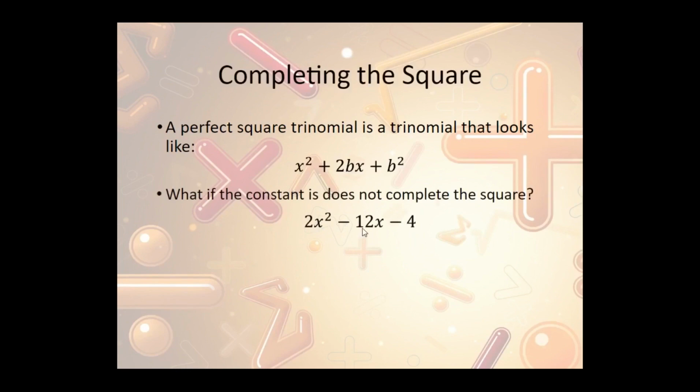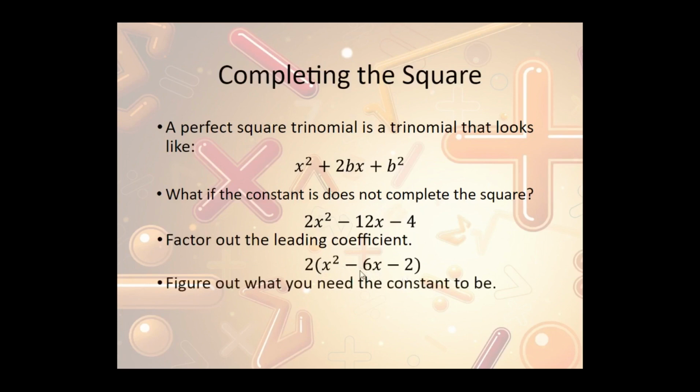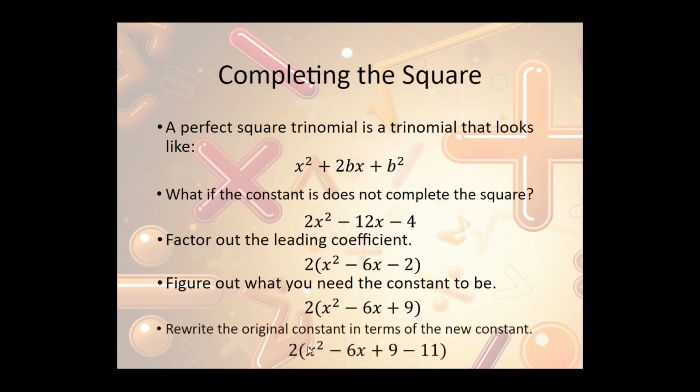Now we have 2x squared minus 12x minus 4. We're going to factor out the lead coefficient because we can't complete the square if there's a number in front. So we're going to divide everything by 2. Now we get 2 times (x squared minus 6x minus 2). Now we go through our steps like we did before. We take negative 6 and divide it in half, which is negative 3. We square that and we get 9. So that's what we need it to be, but instead we have negative 2. So we need to rewrite this. How do we get from 9 to negative 2? Well, we subtract 11. So now we have 2 times (x squared minus 6x plus 9 minus 11).